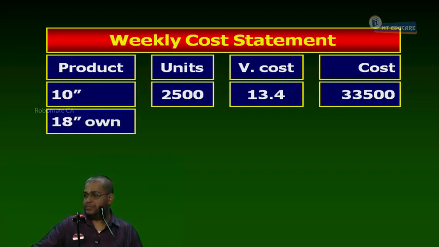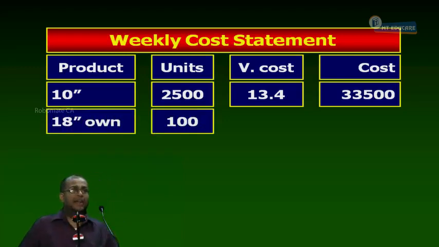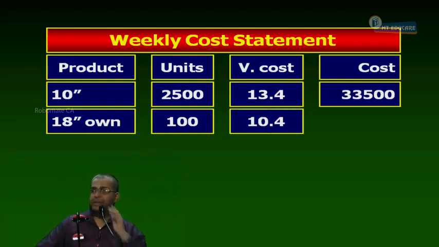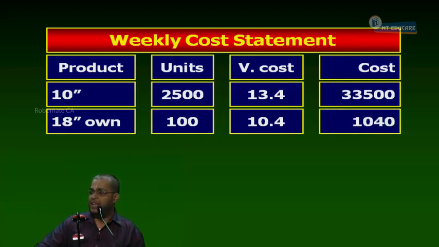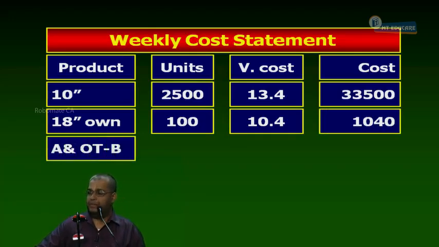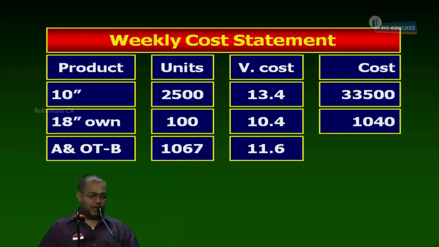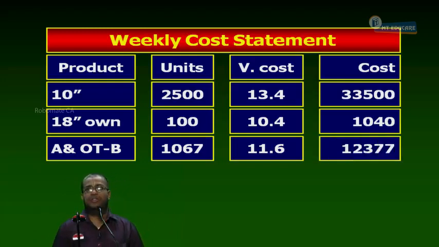18 inches pipe own. 100 meters. Now 100 meters is using normal A, normal B. In the same step 2 you go and see what the variable cost is. 10.4. The cost here is 1040. Once again, 18 inches, A and OTB. How many meters? 1067. In the viability statement, the cost is 11.6. It is 40 paise less than 12 rupees. 11.6 gives you 12,377.